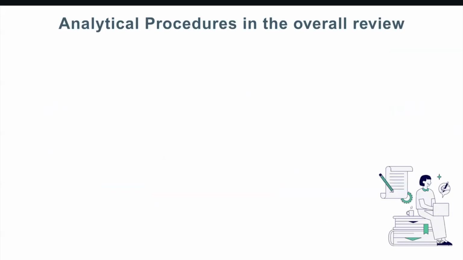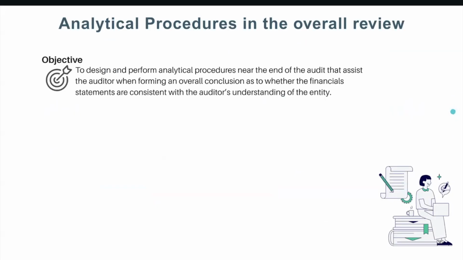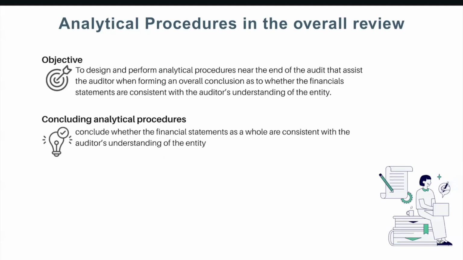Okay, analytical procedures in the overall review. The objective: to design and perform analytical procedures near the end of the audit that assist the auditor when forming an overall conclusion as to whether the financial statements are consistent with the auditor's understanding of the entity. Second, concluding analytical procedures. The conclusions drawn from the results of analytical procedures designed and performed are intended to corroborate conclusions formed during the audit of individual components or elements of the financial statements.